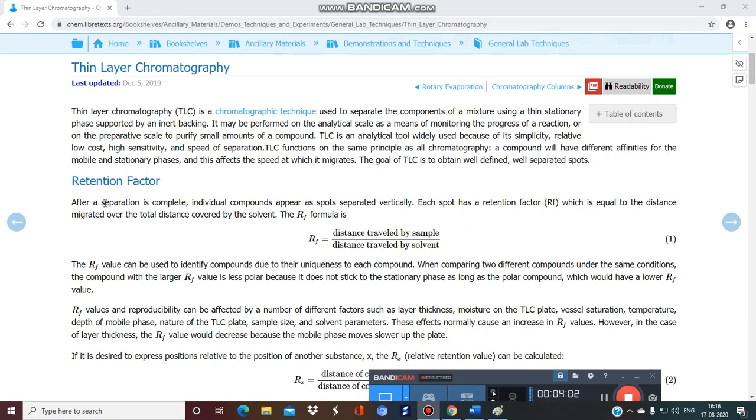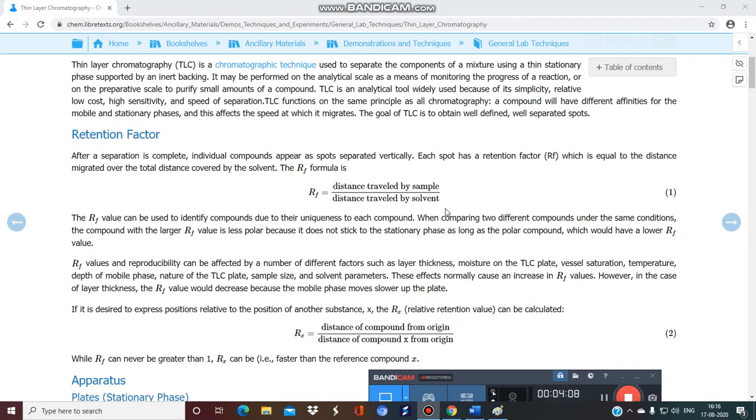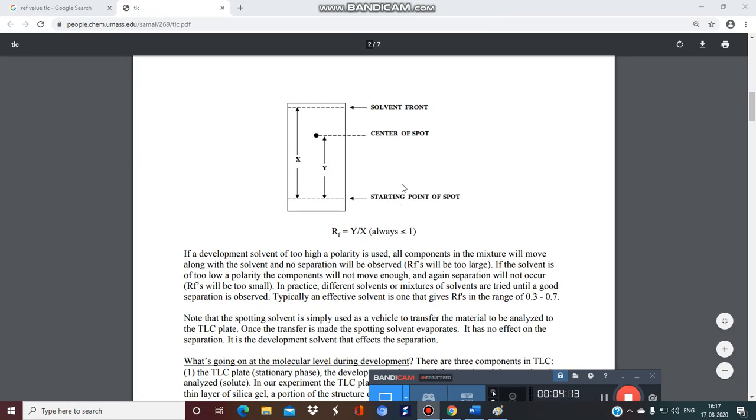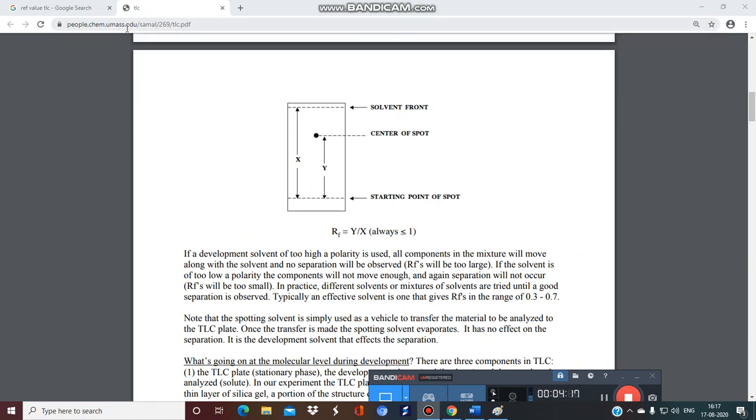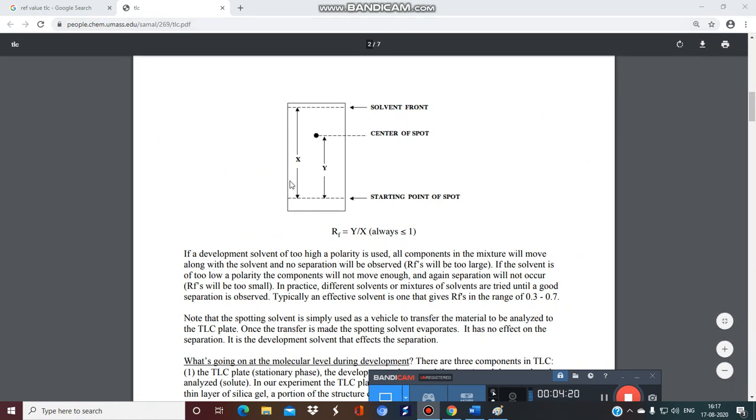Let's recall the RF value again from this site, chem.libretexts.org. What is the RF value? It is the retention factor: the distance traveled by the sample, or spot, divided by the distance traveled by the solvent front. See again, this is a PDF from people.chem.umass.edu. In this, the RF value is clearly mentioned.